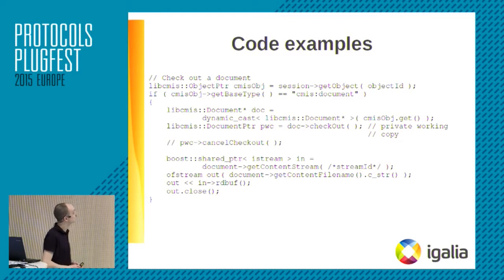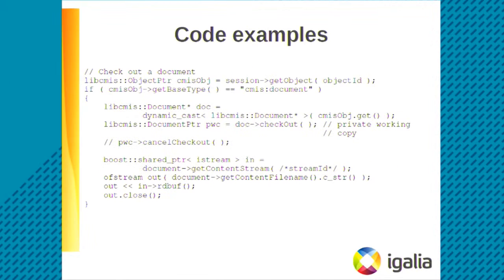You can check its type, cast it to a document object, and then you can call checkout, and that will create a private working copy in the server, so you can get the contents of that private working copy, work with them, and then check it back in again. In case you don't want to save those contents, you have the cancel checkout method that will remove that private working copy from the server.